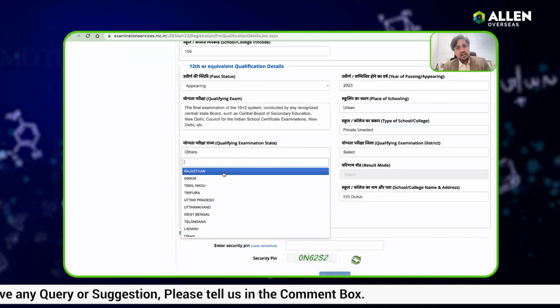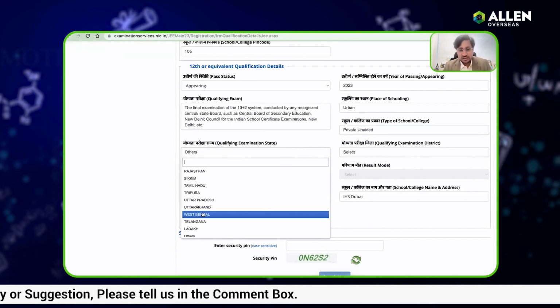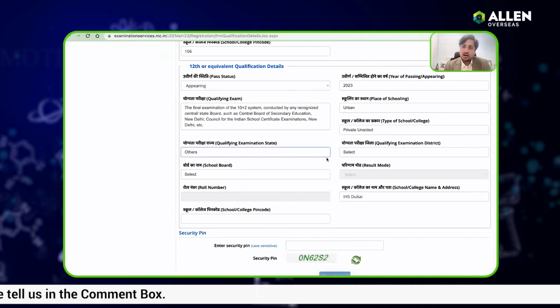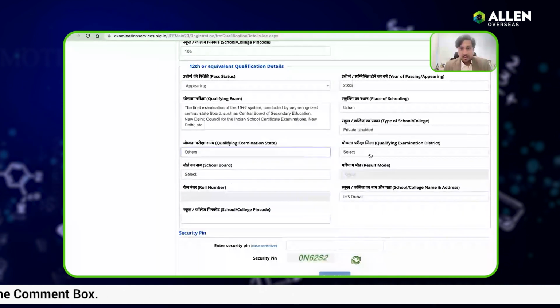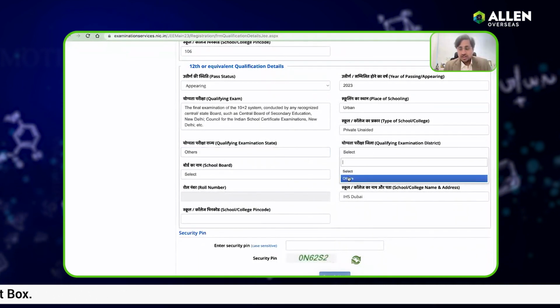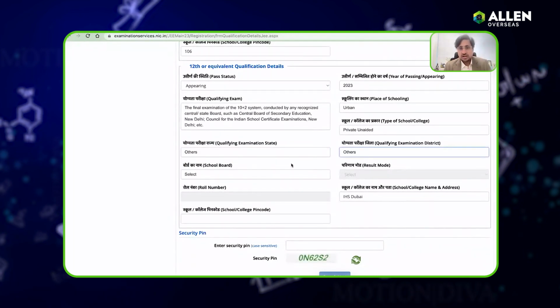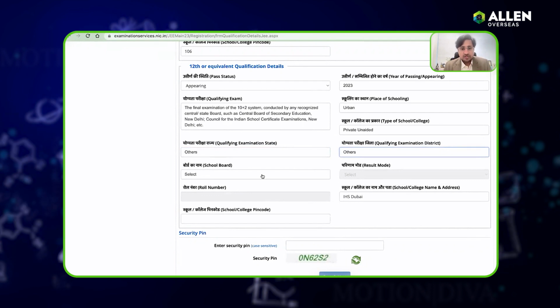12th qualification details as you would be giving your 12th exam. But since most of the students who have joined this session are from outside India, I have taken it as others, qualifying examination, again others, because it doesn't mention any other country or city for this sake.